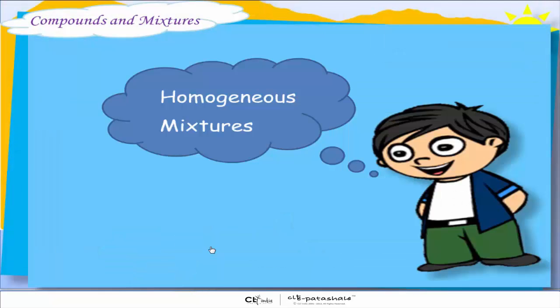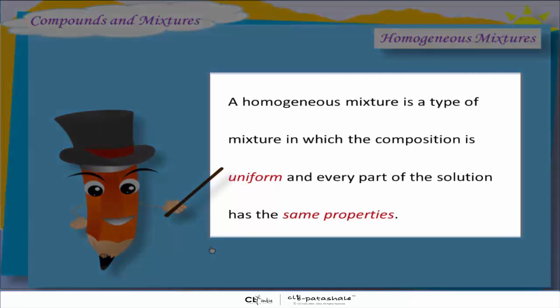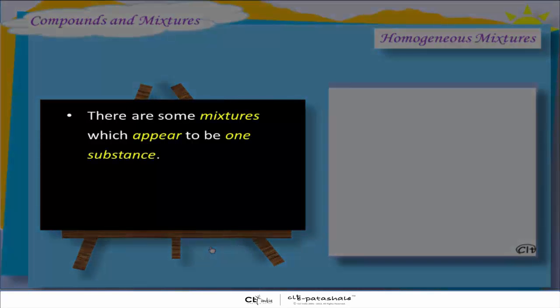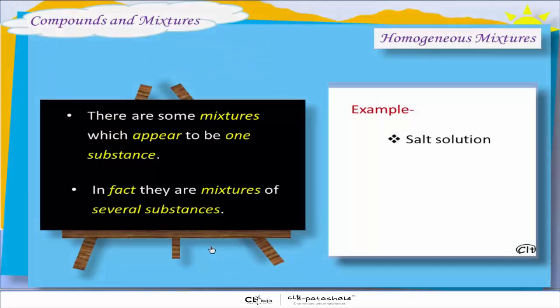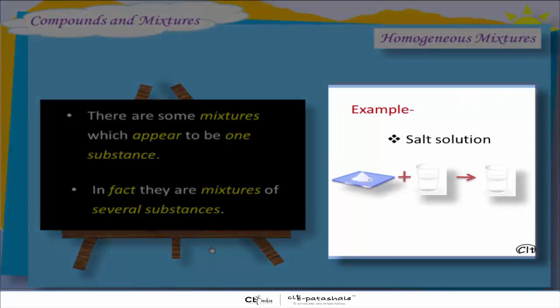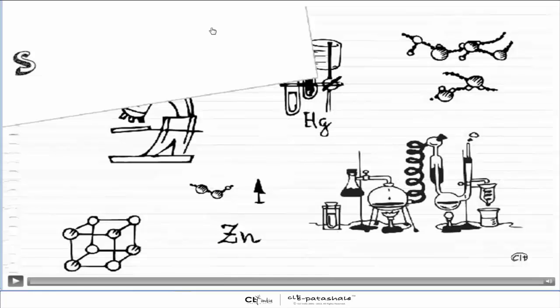Now let us study about homogeneous mixtures. A homogeneous mixture is a type of mixture in which the composition is uniform and every part of the solution has the same properties. There are some mixtures which appear to be one substance. In fact, they are mixtures of several substances. Salt solution, sugar and water. Now let us look at this example of a homogeneous mixture, which is salt and sugar.